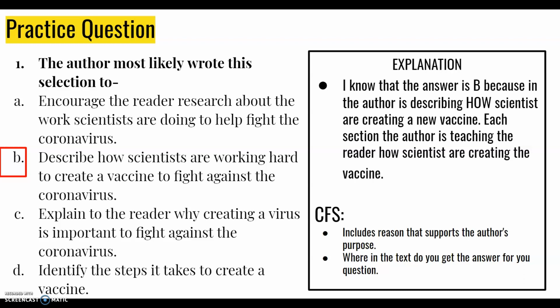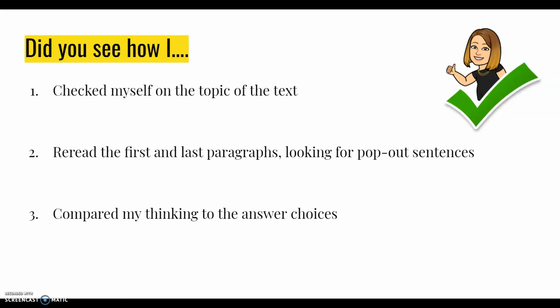The criteria for success that I used in order to answer this question includes reasons that support the author's purpose and where in the text I got the answer from. In this case, I found it mostly in the title and in each section of the text, in particular, a subheading. So I hope you saw how I checked myself on the topic of the text, reread the first and last paragraphs looking for pop-out sentences, and compared my thinking to the answer choice.